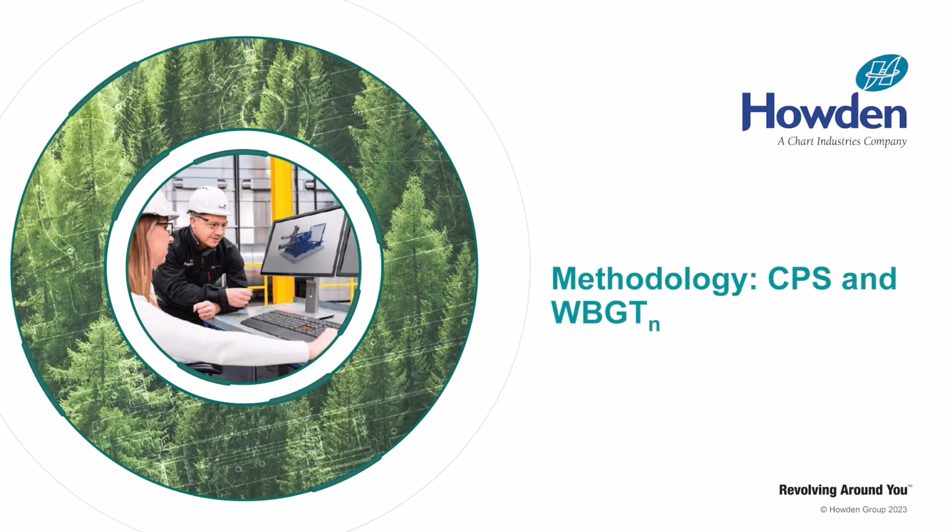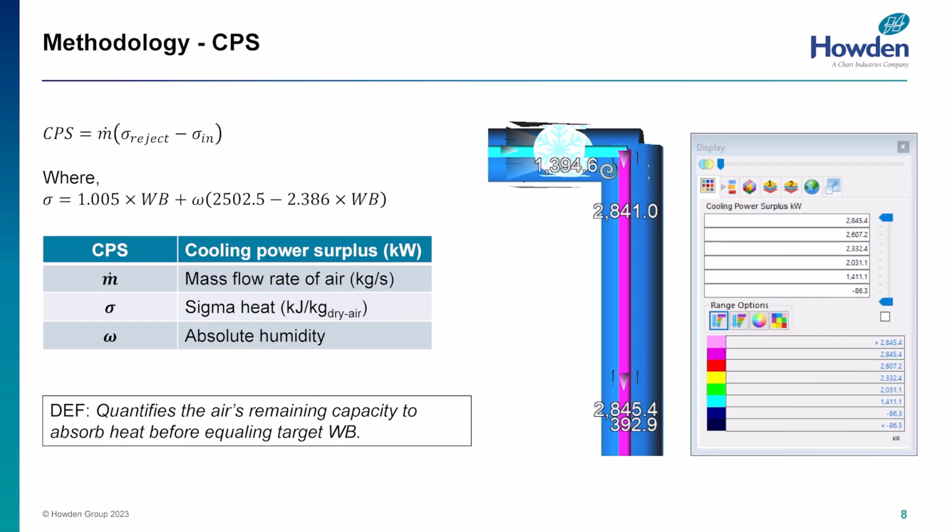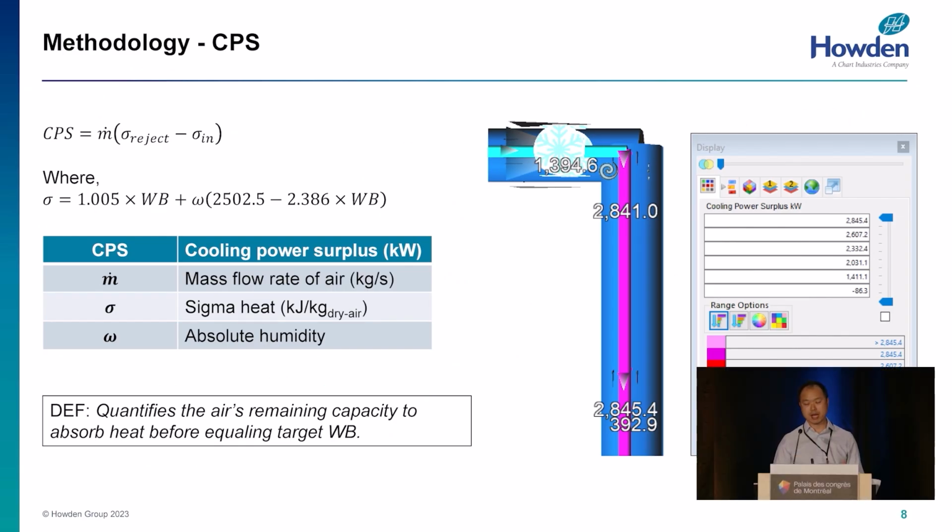So moving on to the methodology. The first variable that I want to talk about is the CPS, or cooling power surplus. By definition, it simply means the air's current ability to absorb a certain amount of heat before the air temperature equates to a design wet bulb temperature. Mathematically, it's pretty simple. It's simply the mass flow of air times the difference in sigma heat, where the reject temperature, or the reject version of the sigma heat, is the target wet bulb. And we can see that the sigma heat is purely a function of wet bulb temperature.